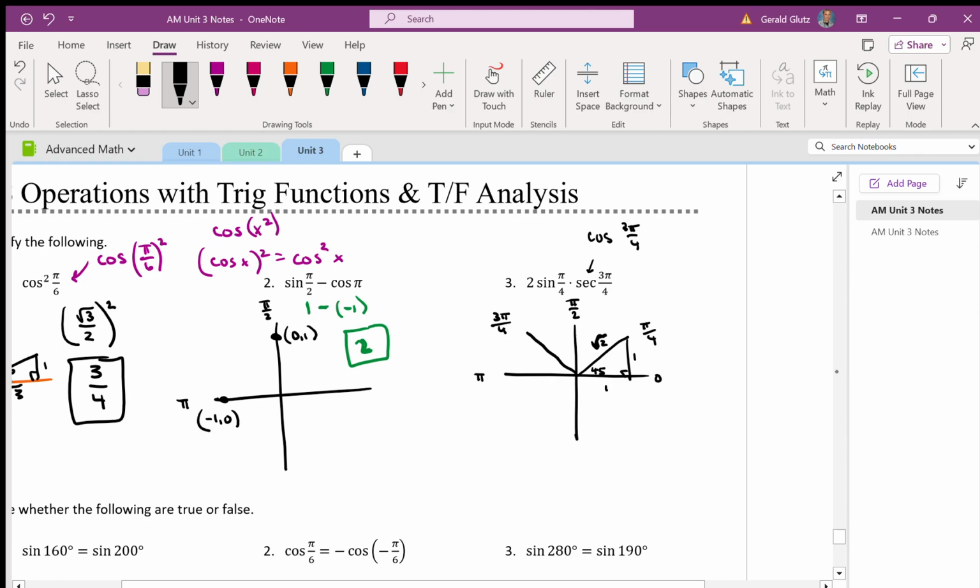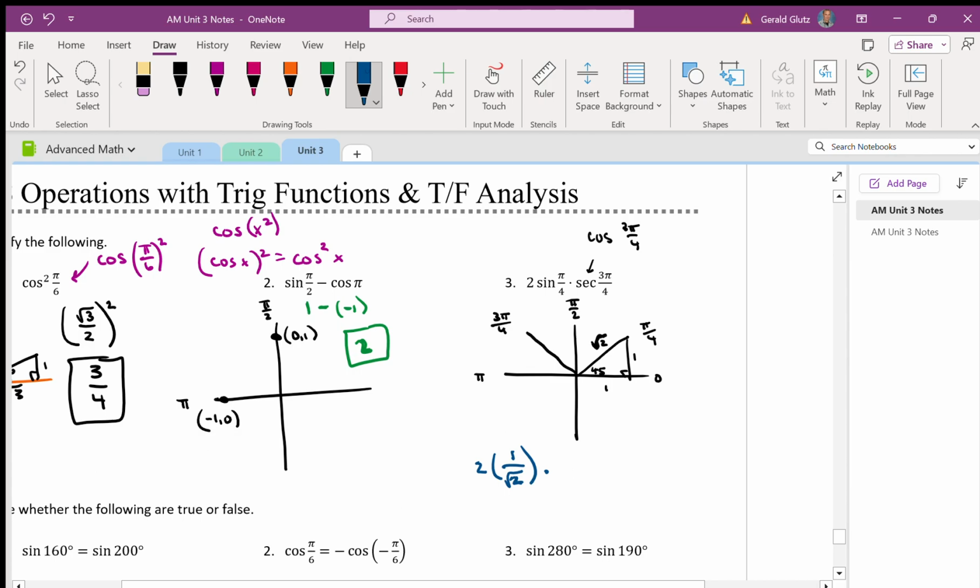So I'm just going to rewrite the equation down here. So I have 2 times sine. So sine would be opposite over hypotenuse. So 1 over square root of 2. Or you could put square root of 2 over 2. It's fine, but I'm just going to leave it like this for now. We can rationalize at the end if we need to. We might not need to.